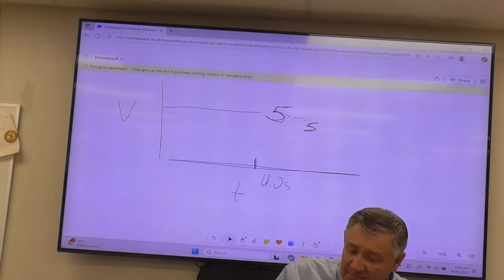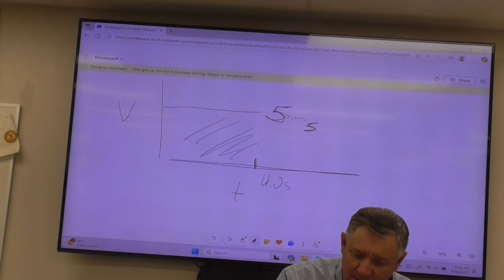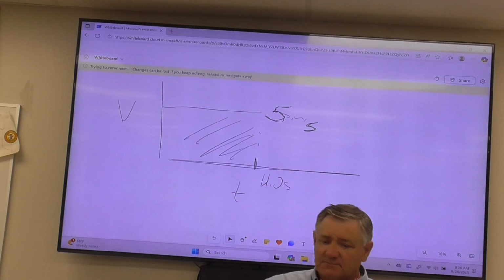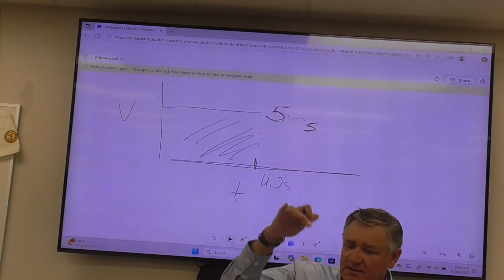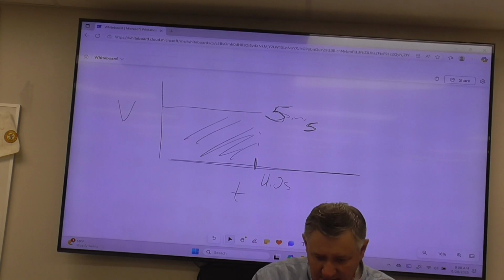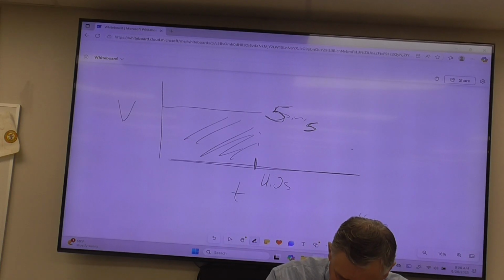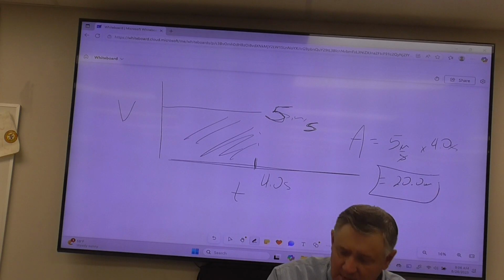Now, the leap of faith that we need to take is that this is going to be a rectangle, but it's going to have dimensions of a height of 5 meters per second and a base of 4 seconds. Oh, that's kind of weird, but not really. So the area is going to be 5 meters per second times 4 seconds. Oh, the seconds cancel out. I'm going to get 20 meters.